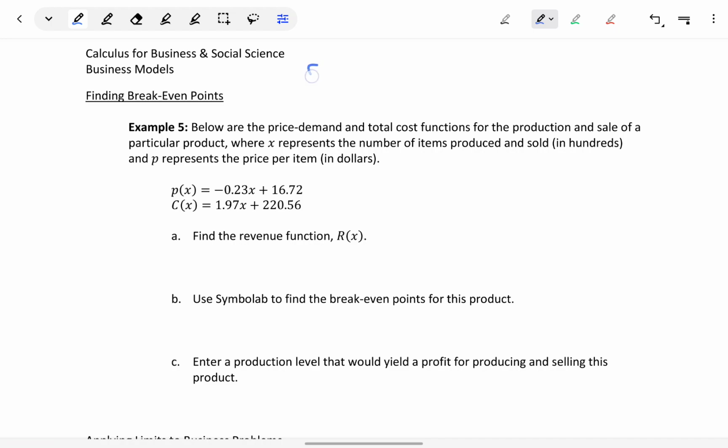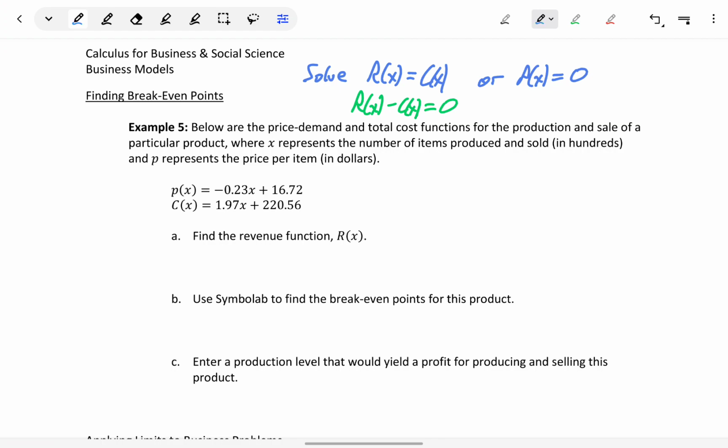So we can either solve a revenue function set equal to a cost function. When revenue equals cost, we have a break-even point. Or we can solve our profit function set equal to 0, since our profit function is just revenue minus cost. So that would be like subtracting our cost function from both sides here to get r of x minus c of x is equal to 0.